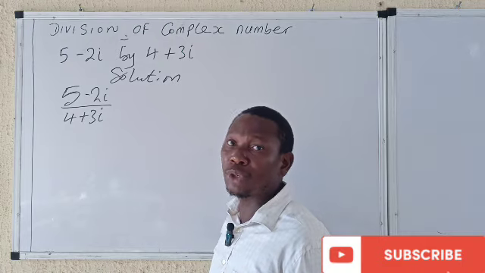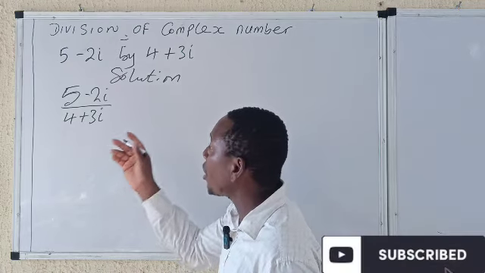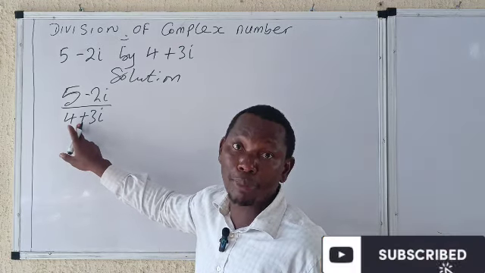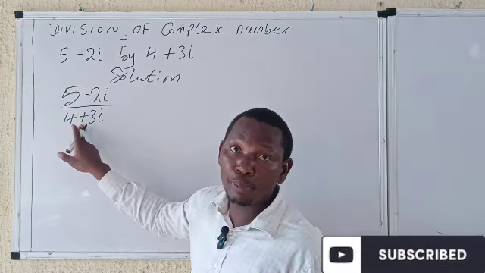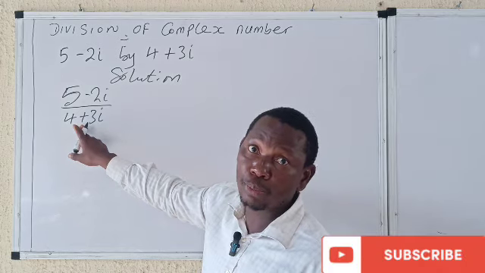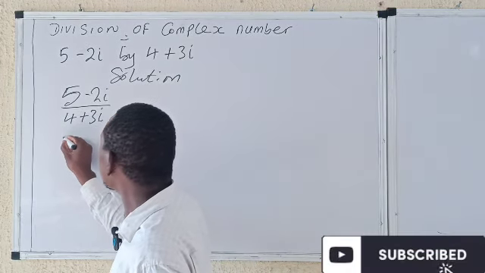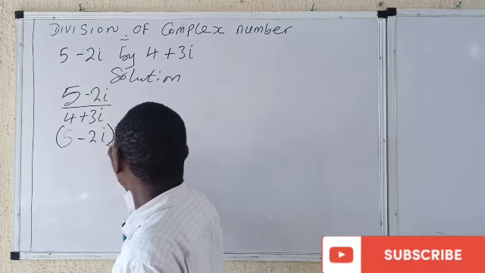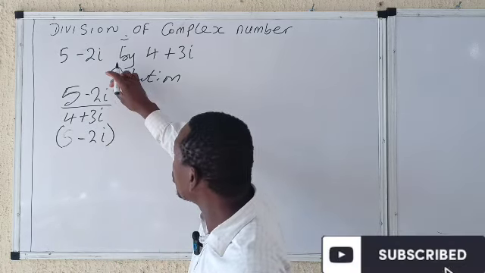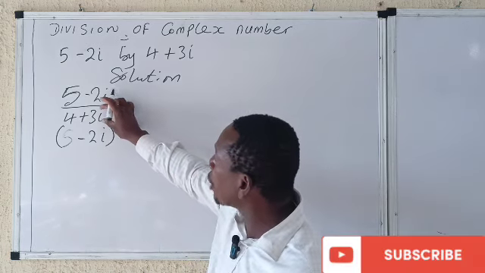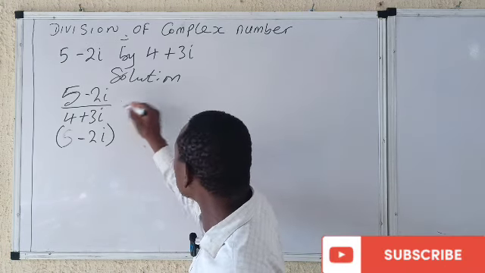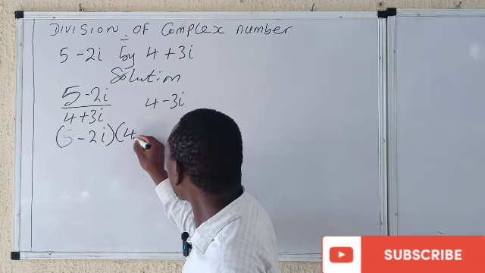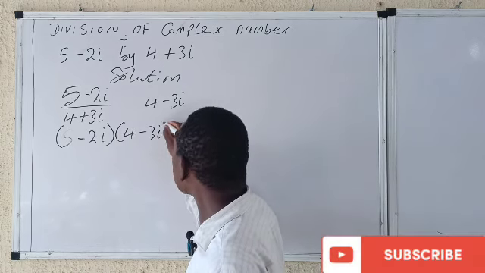In my introductory class, I made mention of the meaning of conjugate. If you want to get the conjugate of this, just change the sign here. So since this is plus, what will you put? Minus. Assuming here is minus, you put plus. In this case, this is plus, so we are going to put minus. Now, we're going to multiply both the numerator and the denominator by the conjugate of this. So the conjugate of this is actually 4 minus 3i.